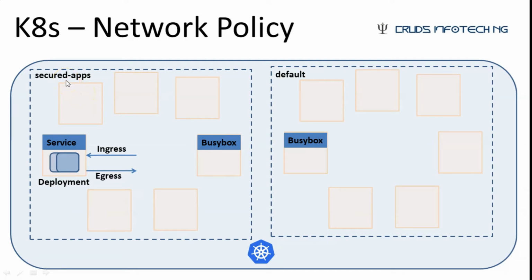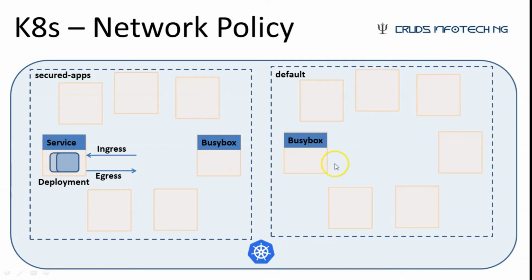Within this namespace, I'm going to create a simple Nginx deployment. Now, I will expose this Nginx deployment as a service and also demonstrate to you that if I just go ahead and expose this as a service, this service, which is actually specific to this secured apps namespace, is visible across all the pods or all the services in my cluster. So anyone on my cluster, if he knows the DNS name of my service, would be able to ping it. I will be able to connect to it.